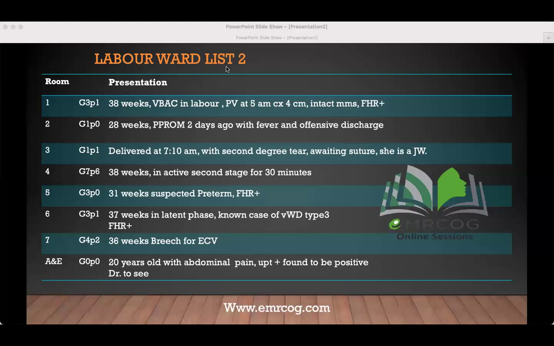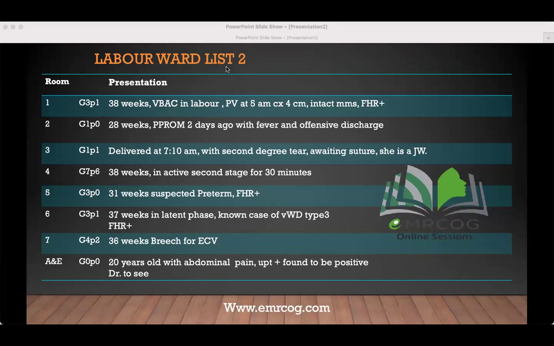Okay. So for room number 4 or 5? Oh, okay, 5. For room number 5, the patient is 4th gravida, now 31 weeks, suspected preterm labor. So for this patient, any information available? I would like to know patient vitals and also the per-abdominal and per-vaginal findings and CTG findings.